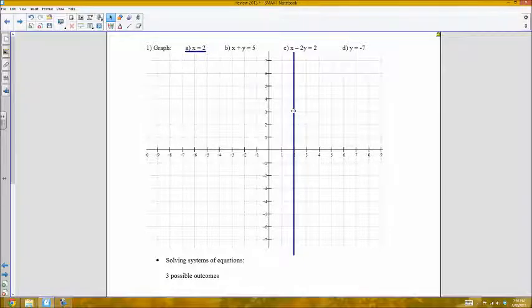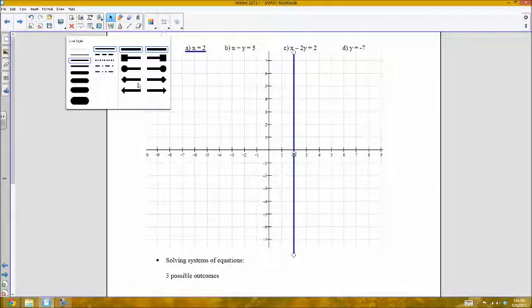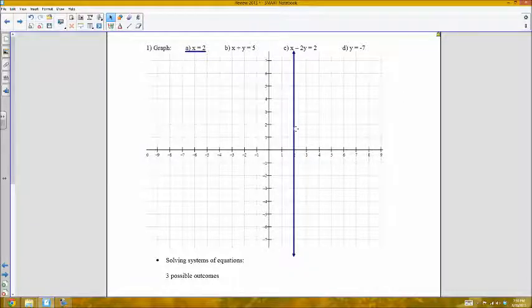Now, a couple of things you should do is you should definitely include arrows on either end. So I'm going to put arrows on both of mine. So it has arrows on either end because I know it continues forever, and you should also label it. I'm just going to color code mine in the interest of time. Now, second one.